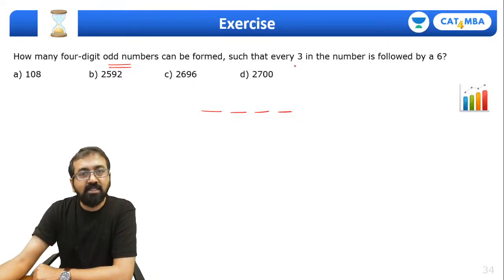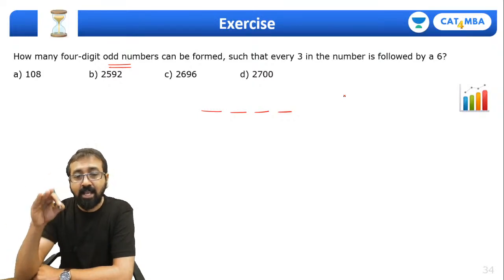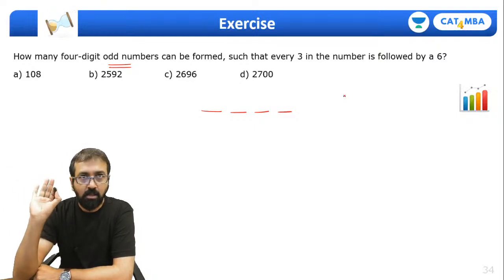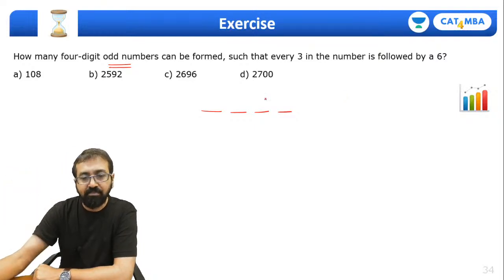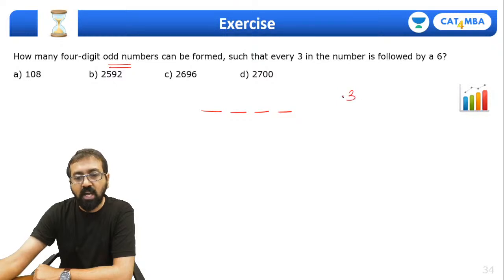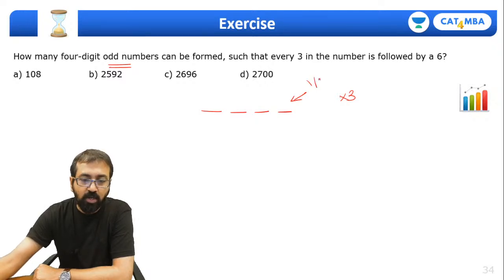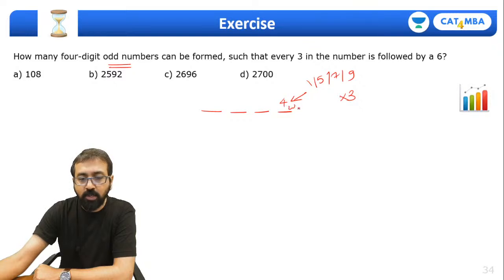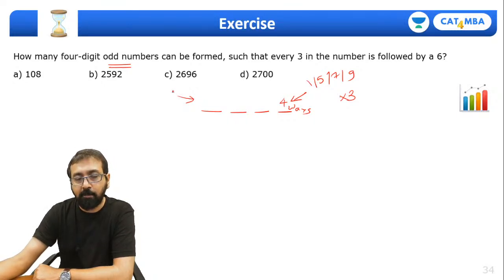Achha guys, let's understand it this way. Is it compulsory to have 3 in the number? No. If there is a 3, there has to be a 6 after that. But what if there is no 3 in that? So let's identify the numbers without 3. Okay. So can I say this position can be filled by any of these digits: 1, 5, 7, 9. So there are 4 ways for this one. And this digit has to be filled, and there is no limitation on repetition.